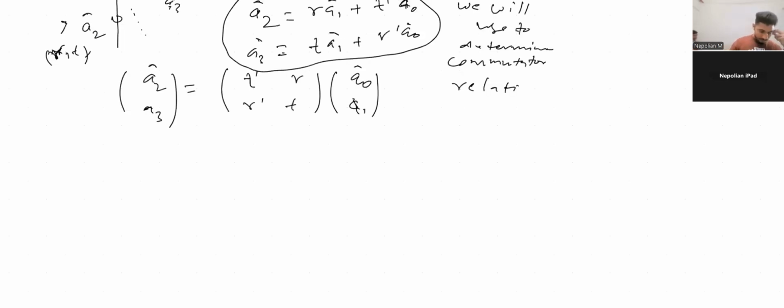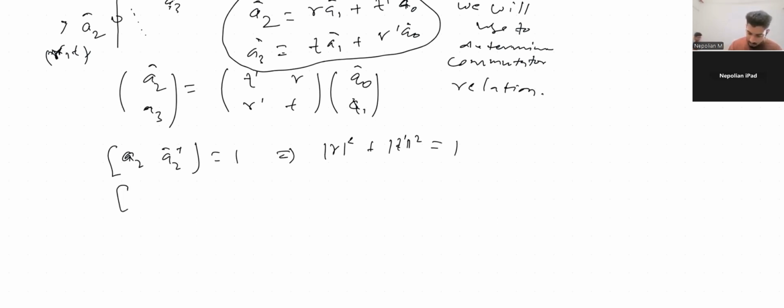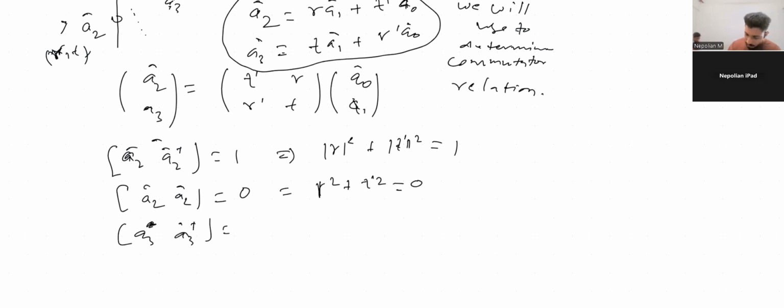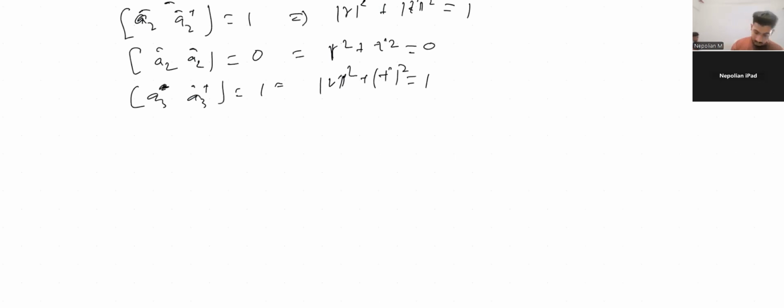So from here, there are so many commutator brackets, but this must be equal to 1. This will give mod of r square plus mod of t prime phi square is equal to 1, and the other must be 0. This will give r square plus t prime phi square is equal to 0. Similarly, the A3 cap A3 dagger commutator is equal to 1 will give r prime phi square plus t prime phi square is equal to 1. Similarly, there are so many commutator brackets. Due to lack of time, I am writing the direct result.